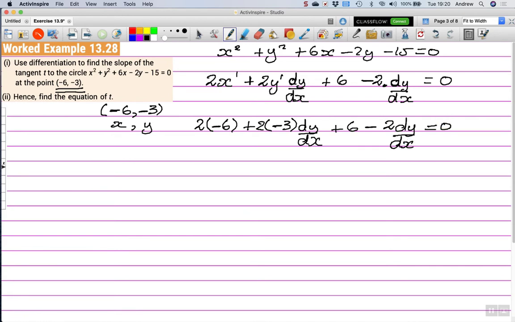Tidy up line. So we've got 2 lots of minus 6 is going to be equal to minus 12. 2 lots of minus 3 is going to be minus 6 dy/dx. Plus 6 minus 2 dy/dx is equal to 0. We're going to leave the dy/dx's on the left hand side and move all the numbers to the other.